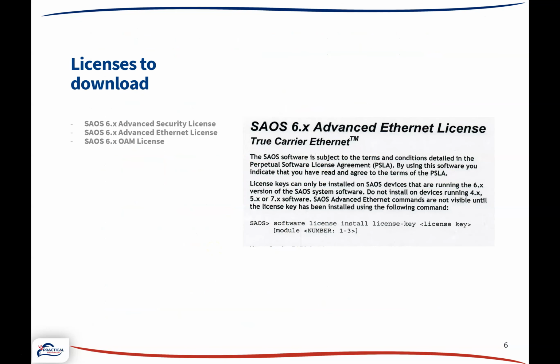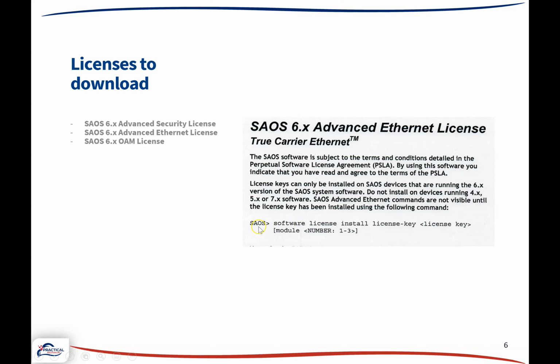The licenses to download: there should be 3 licenses that were included in your 3906 package. The following were included in ours. This includes the Advanced Security License, the Advanced Ethernet License, and the OAM license. To the right, it shows you how to enter the command to download and install your license.